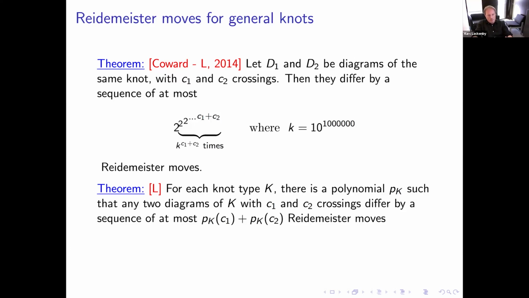It's worth saying, though, that these polynomials, they're not small polynomials, right? So for the figure-8 knot, the polynomial P_K has degree 531,468. So that's a pretty big polynomial.